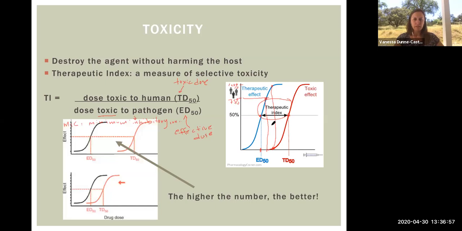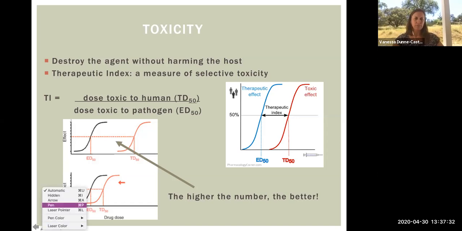Let me clear this slide. So here is an example of two different types of drugs, one with a very high therapeutic index and one with a very low therapeutic index, just to reiterate these concepts. So the higher the number, the better. That's what we're getting at for therapeutic index for selective toxicity, to make sure that we are getting a therapeutic drug, antibacterial in this example, that is selectively targeted to the pathogen and has no toxicity to the human at the concentrations being used. Let's look at these examples real quick.